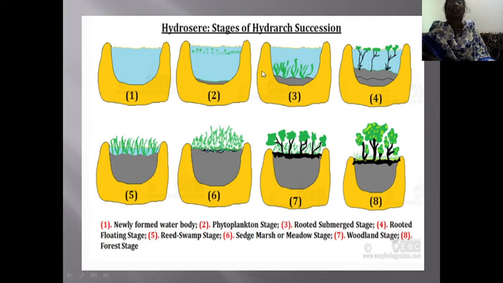One after another, different plant species come into that region, their growth and development take place, and it results in the conversion of the aquatic habitat into a thick forest. It starts from water, therefore it is termed a hydrosere, and in that hydrosere we study the stages one by one.